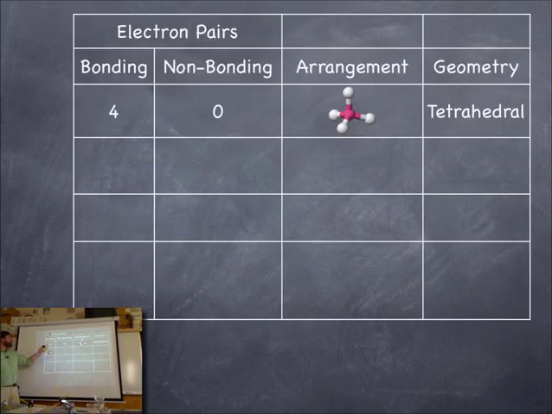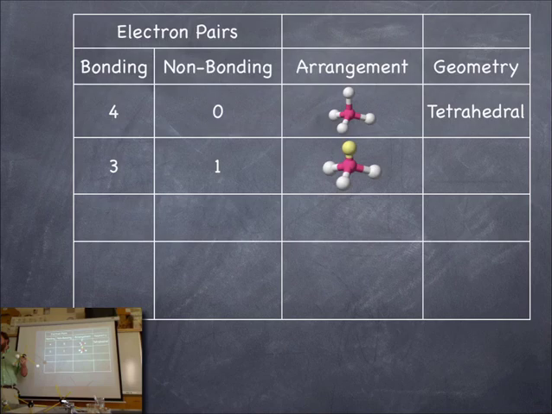All right. So 4 bonds, 0 lone pairs. What if we change it? What if we go to 3 bonds and 1 lone pair? Okay, 3 bonds and 1 lone pair. So we have a triangular-based pyramid, and we call that trigonal pyramidal.